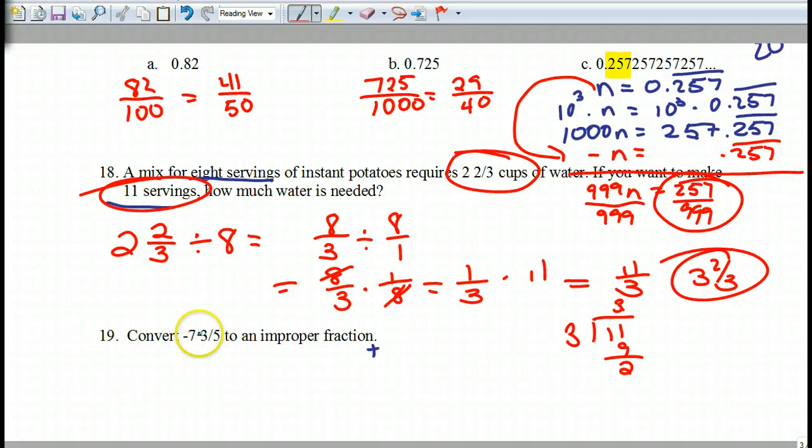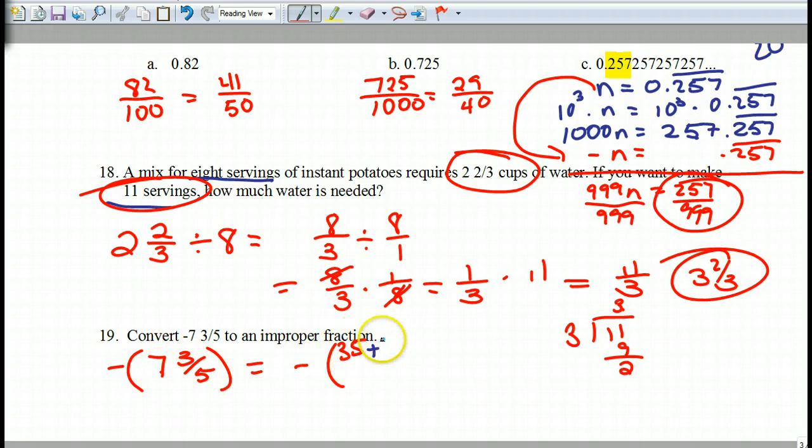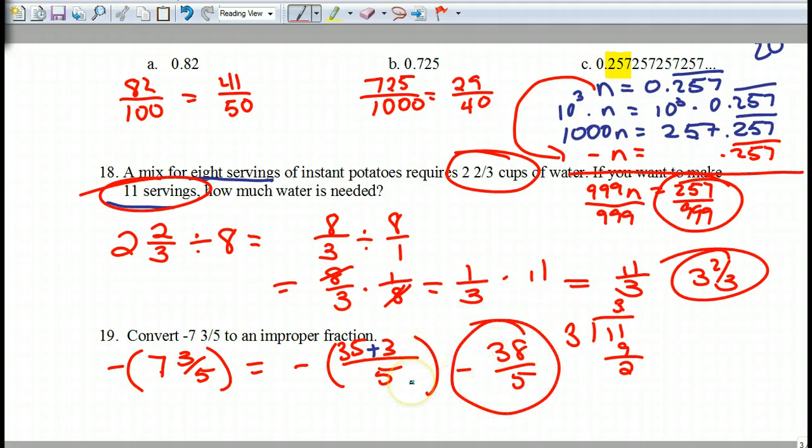Okay, so this one, convert -7 and 3/5 to an improper fraction. Put that negative on the outside. That would be the same thing as saying 7 times 5, 35, plus 3 over 5. So it'll be -38 over 5.